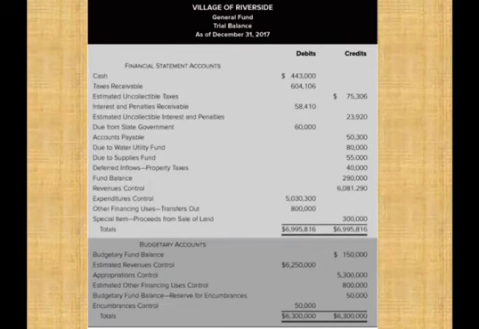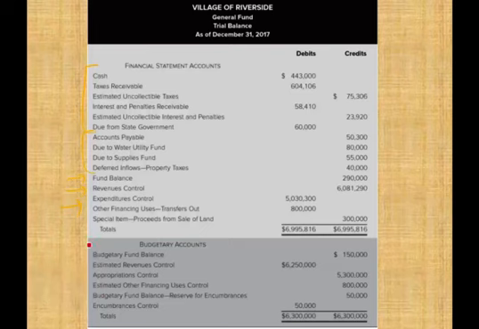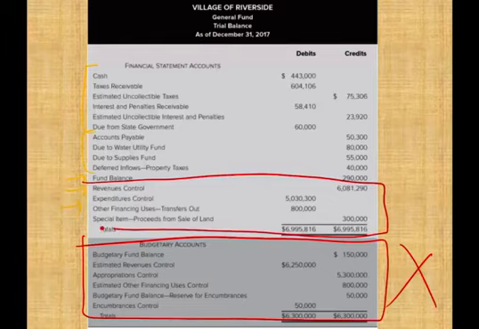This is the trial balance, basically an official trial balance. Notice assets are listed first, then liabilities, then fund balance, then revenues, then expenditures. Basically, it looks like a typical trial balance, and these are the budgetary accounts. We're going to close all of those. Budget and revenue and expenditure will be closed. Here we go. Here's the closing of the budgetary accounts.